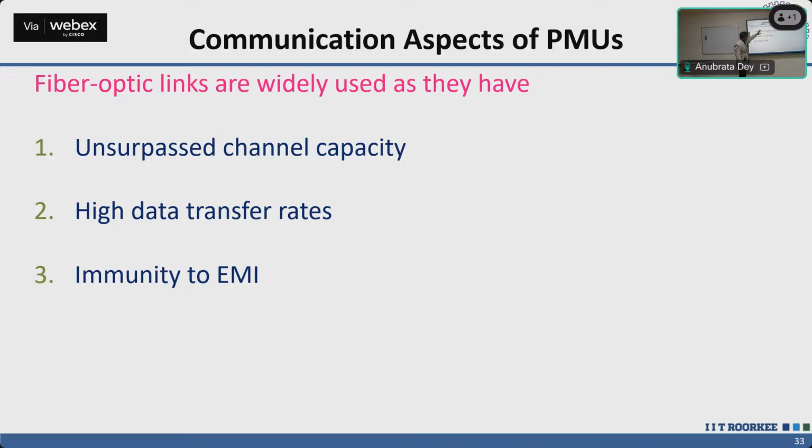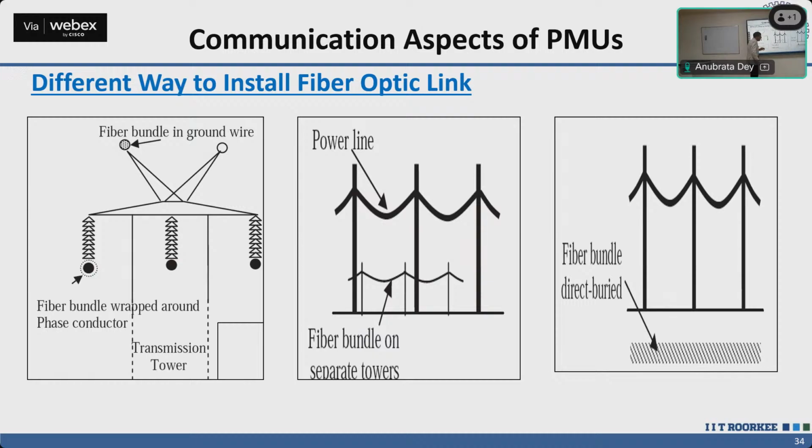And of course, most utilities use fiber optic links because of three main advantages. I'm not going to discuss this, assuming that this is well known. Its capacity is good, it has a high data transfer rate, and fiber optics is immune against any type of interference, like electromagnetic or maybe radio also. This is how the fiber optic cables are installed. Maybe you can install the fiber bundle in the ground wire.